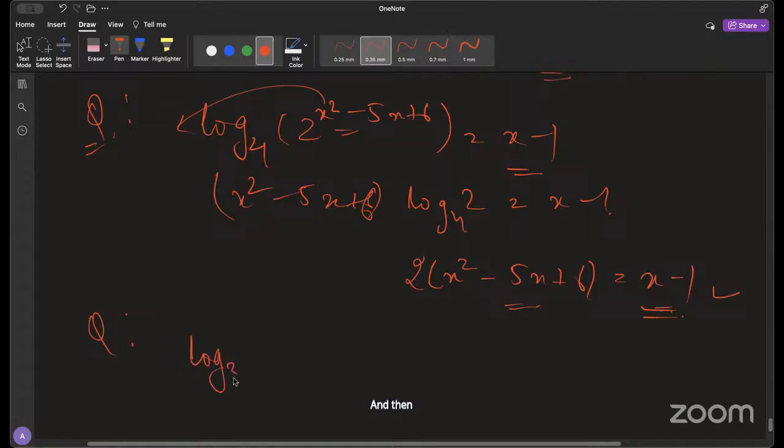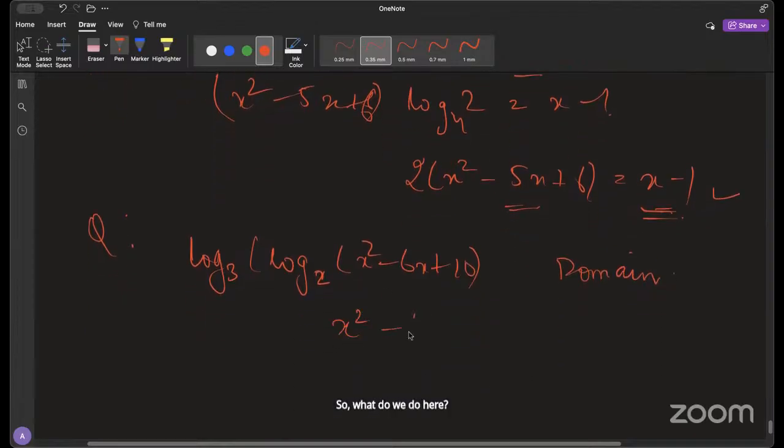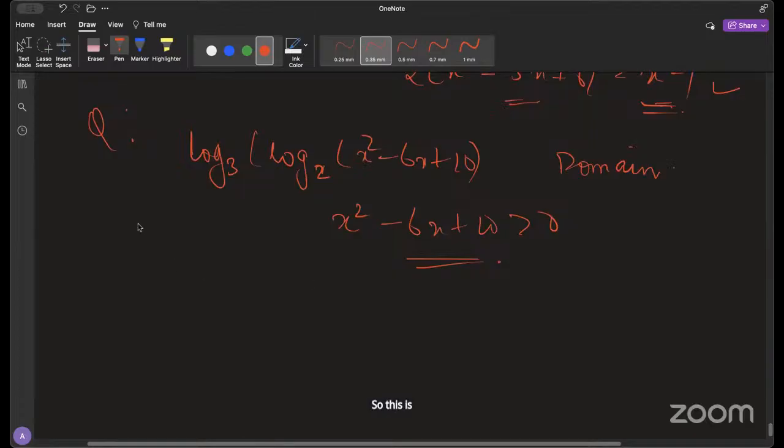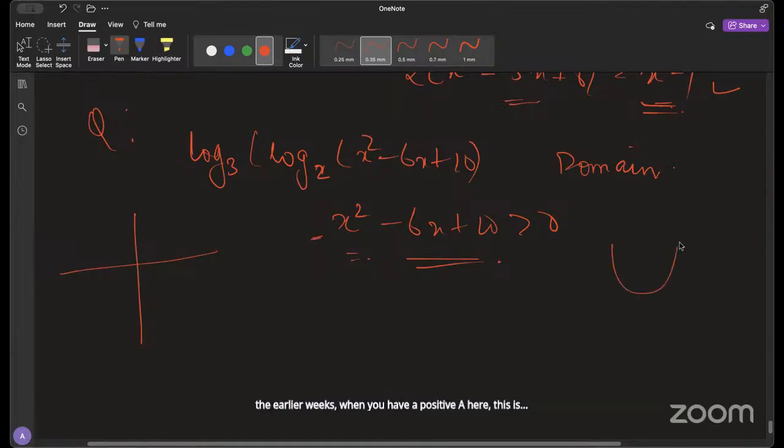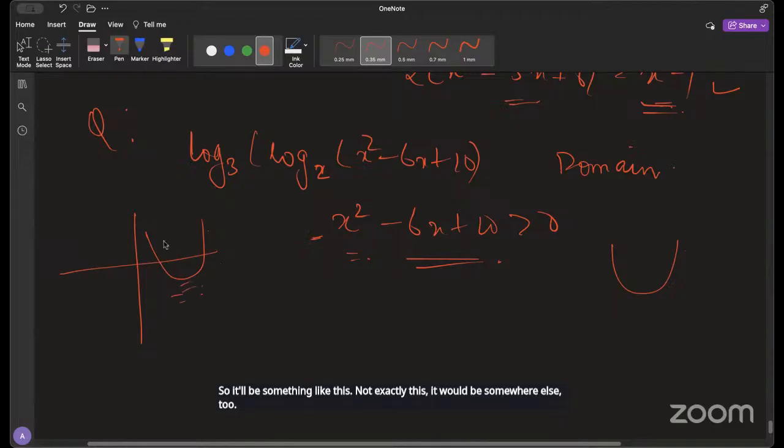And then let's just say you have this thing, and you need to find the domain of this. Okay. So what do we do here? First thing we make sure is x squared minus 6x plus 10 is greater than 0, right? The graphs help you here. You must have done it in the earlier weeks: when you have a positive a here, this is an upward parabola, so it will be something like this. Not exactly this, it could be somewhere else too, but it's mostly like this only.